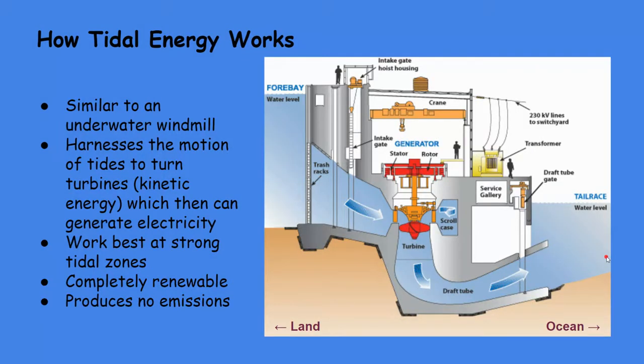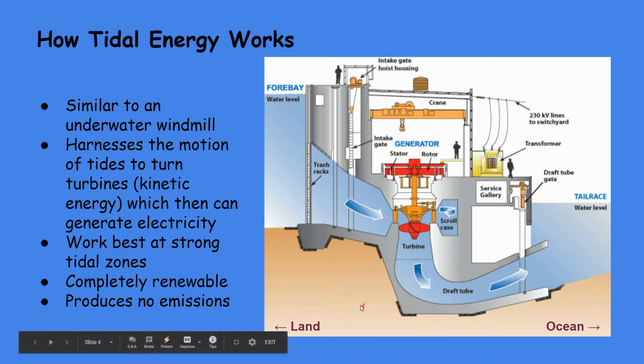Another way that we can produce energy from water is not only through a dam, but through tidal energy. So tidal energy, like the tides, like waves. This is similar to an underwater windmill, and it will harness the motion of the tides, at high tides and low tides, to turn the turbines.